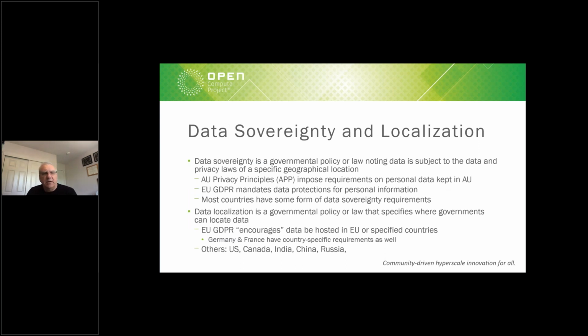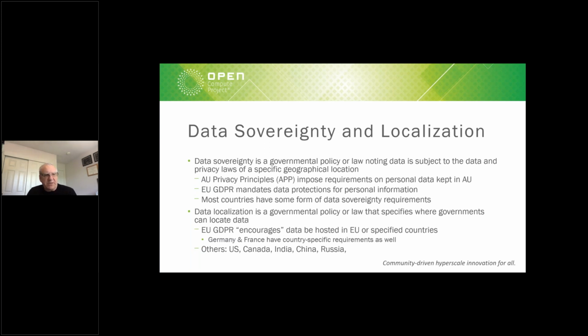Another facet that we're seeing, this is becoming more and more prevalent. It's data sovereignty and localization. Think of the sovereignty piece as government policy or law that's asserting that a certain kind of data falls within their domain, needs to be protected. It usually is sort of a geographic location. There's definitely some examples here. The Australian privacy principles are requiring personal data to be kept in Australia. GDPR in Europe, General Data Protection Regulation, is mandating data protections for personal information.